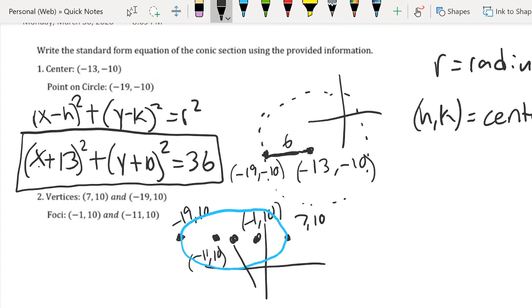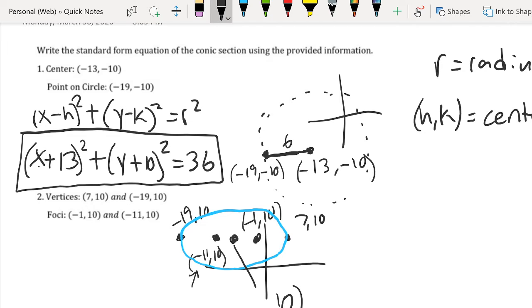So we need to figure out where that is. That's the center, right? You just go to the middle somewhere, and that's the center. Well, where, though? It's going to be something comma 10, because everything's comma 10. If you noticed, everything's comma 10, so it's somewhere in there. And it might be easier to figure out what's in between negative 11 and negative 1.